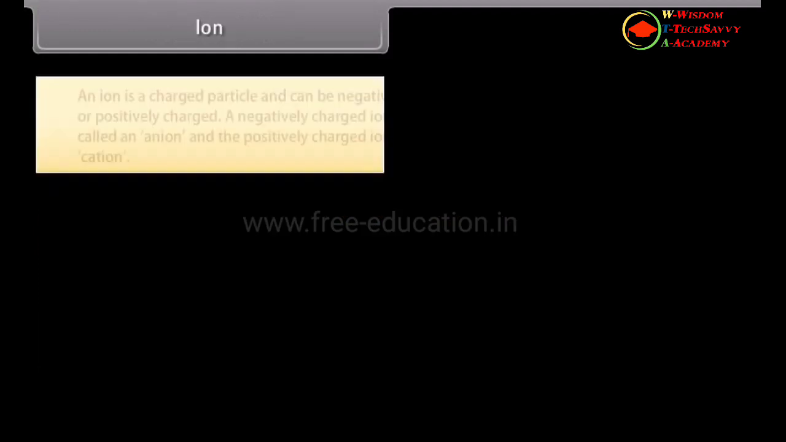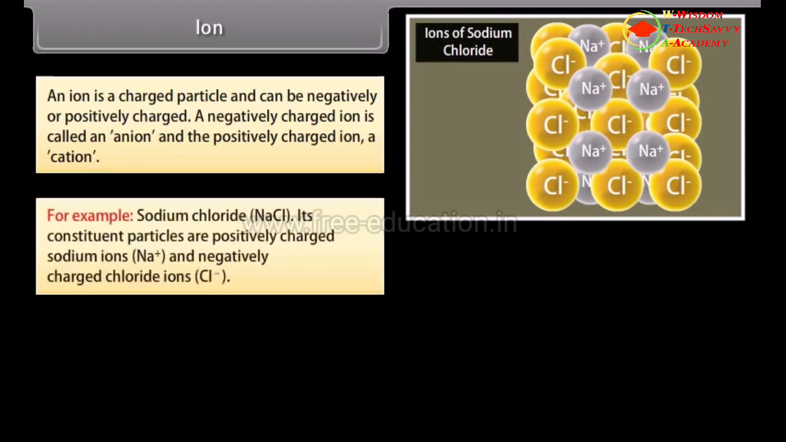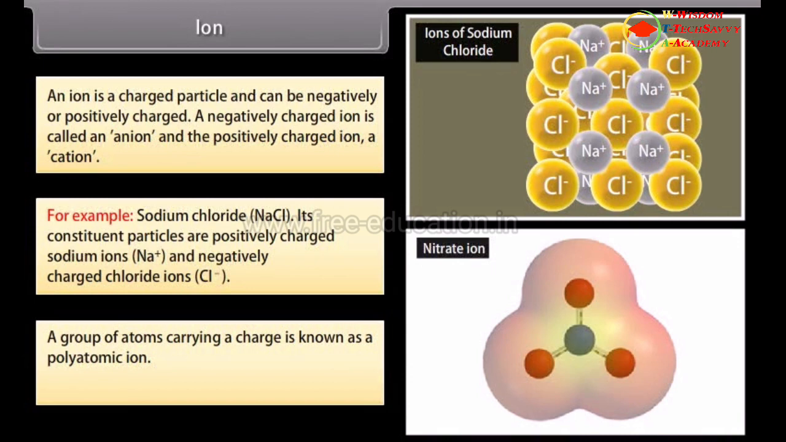Ion. An ion is a charged particle and can be negatively or positively charged. A negatively charged ion is called an anion, and the positively charged ion is called a cation. For example, sodium chloride: its constituent particles are positively charged sodium ions and negatively charged chloride ions. A group of atoms carrying a charge is known as a polyatomic ion. Example, nitrate ion.